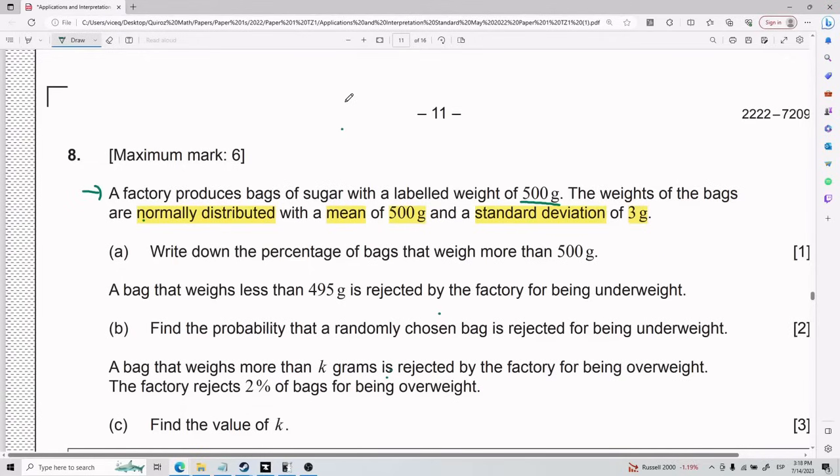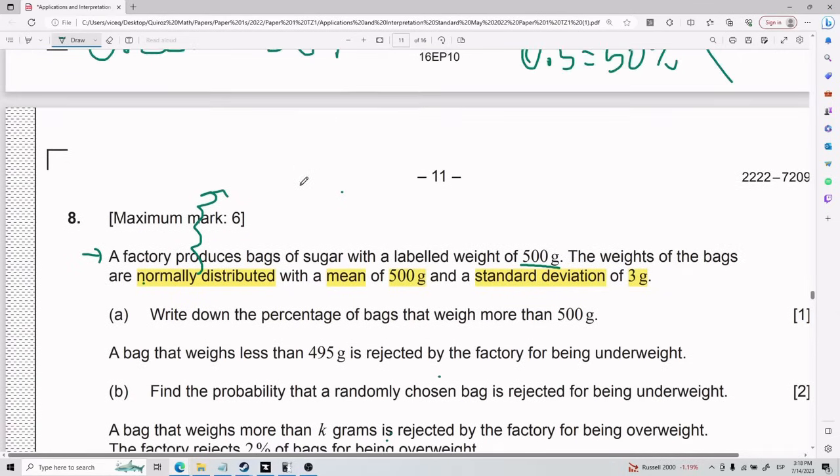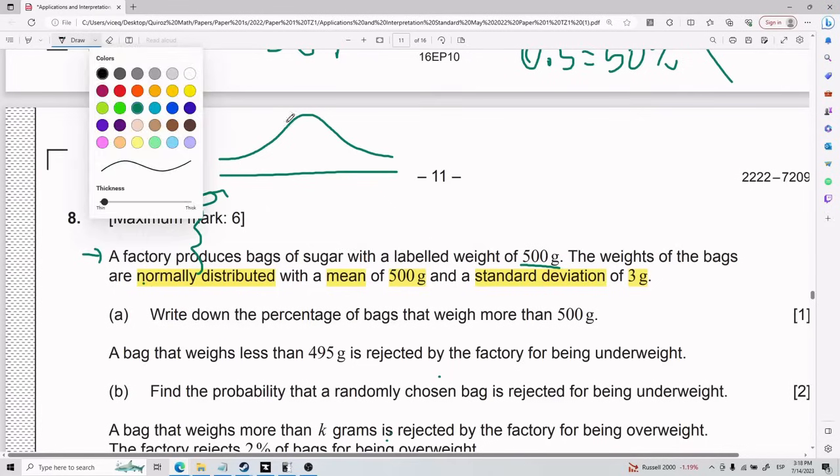There's a couple ways to do this. I think the first one, which allows me to talk about the normal distribution, is going to be the most useful one. So, this stuff is normally distributed. That means that we have something that looks a little bit like this.